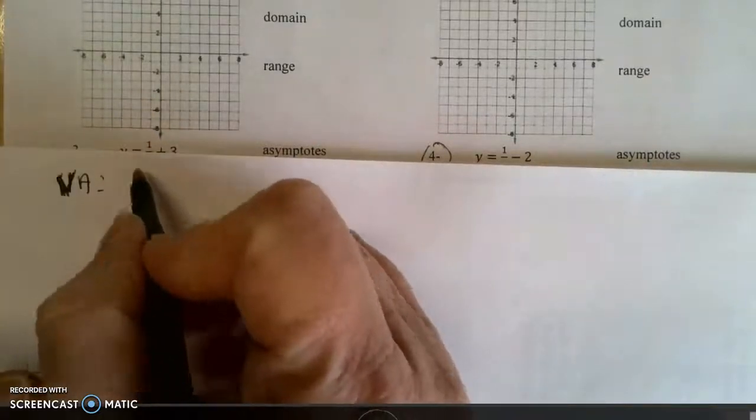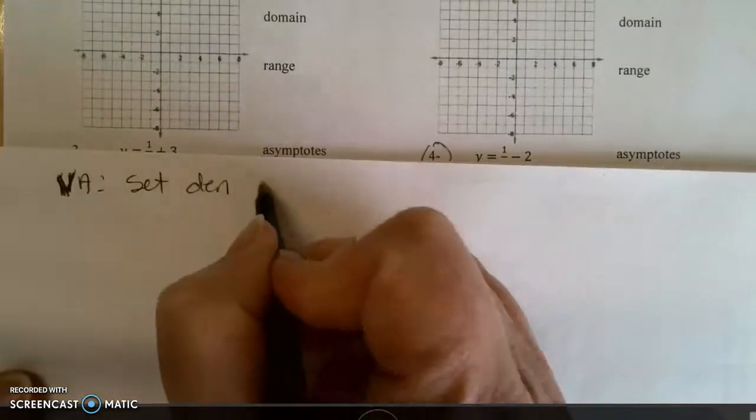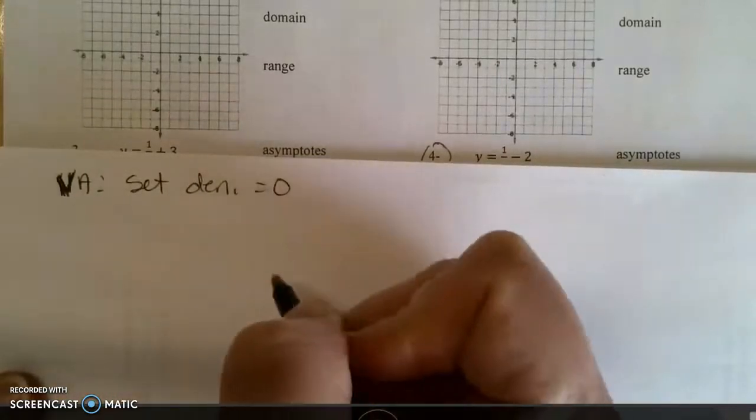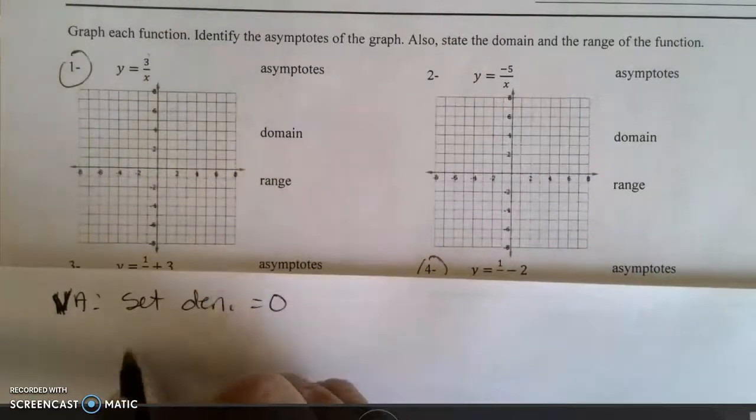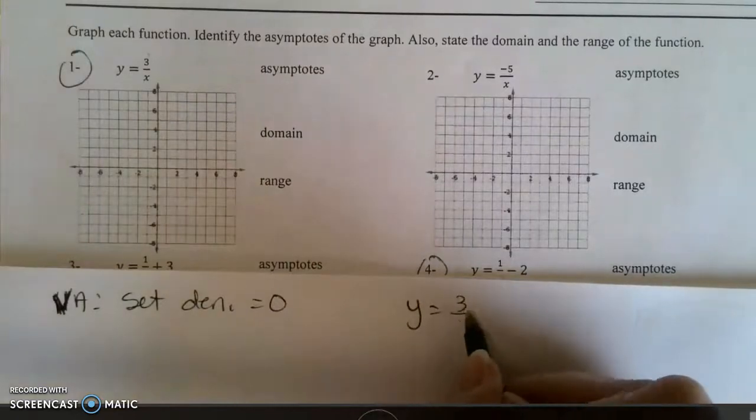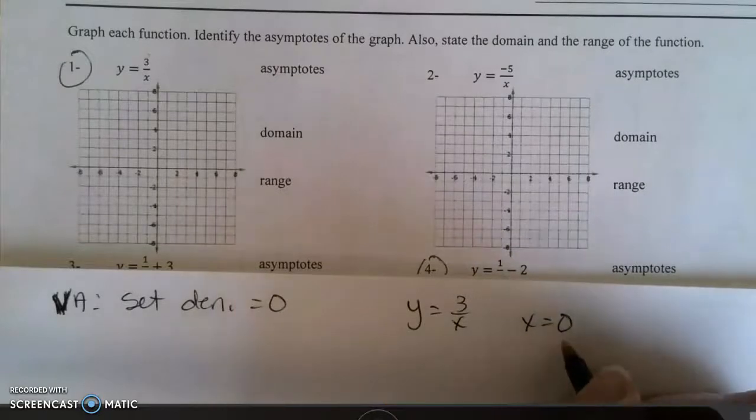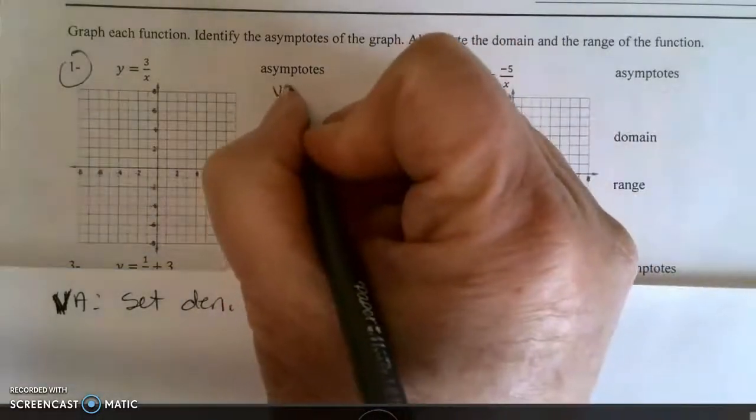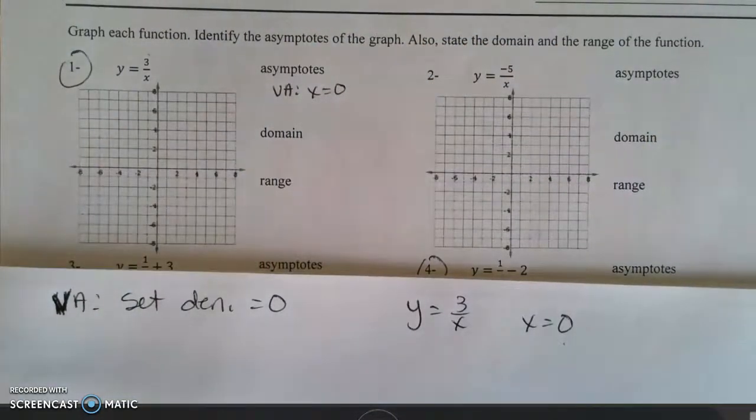So when you're looking at a vertical asymptote, you're going to set your denominator equal to 0. So in this case, we've got y equals 3 over x. If I set my denominator equal to 0, that is my vertical asymptote. And it's going to be an x equals equation.